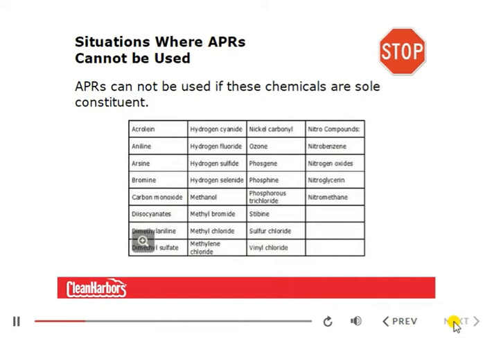This is a partial list of chemicals that do not have sufficient warning properties, or are chemicals that cartridges are inefficient at removing. Always ensure your cartridges are effective against your contaminant.